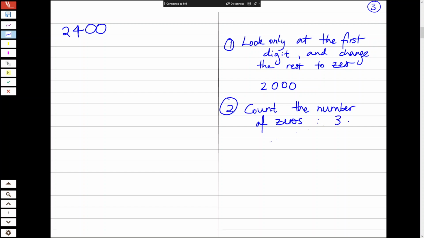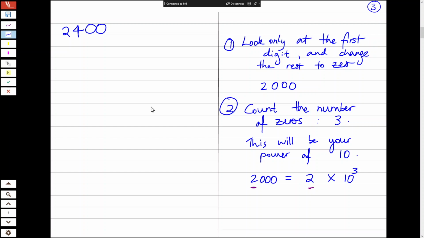So there's 3. This is going to be your power of 10. Okay, so here we've said 2,000 equals 2 times 10 to the 3. And I've just lined up the first digit here. Okay.